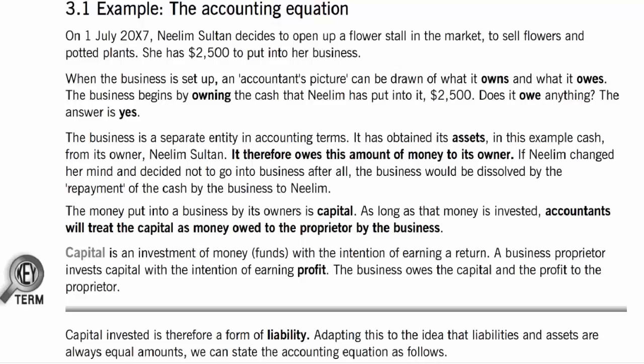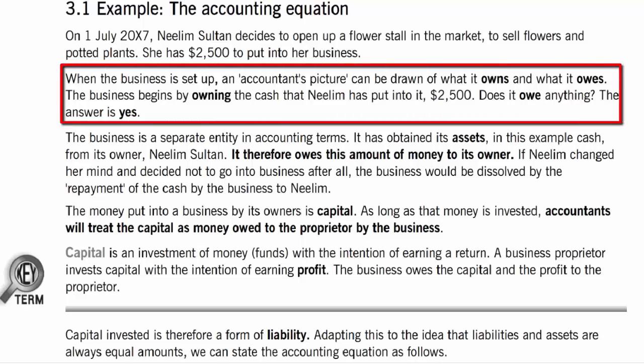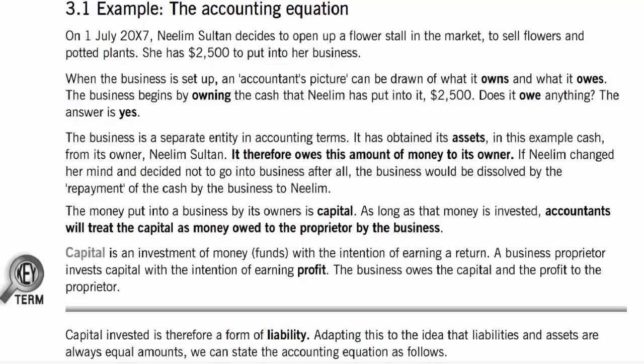When Neelam puts $2,500 into the business, this money becomes an asset of the business. The business now has $2,500 in cash, which it can use to buy supplies or pay for expenses. At the same time, the business now owes this amount back to Neelam because she invested her own money into it. In accounting, we call this capital. Capital represents the owner's investment, which the business has to repay if it were ever closed down.